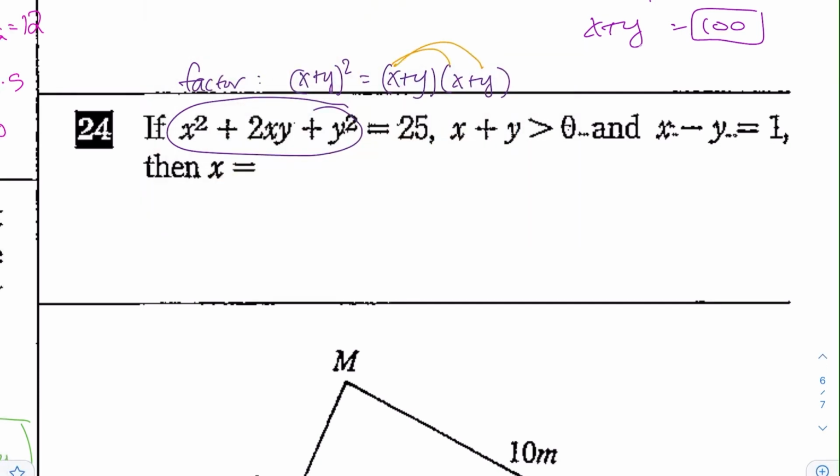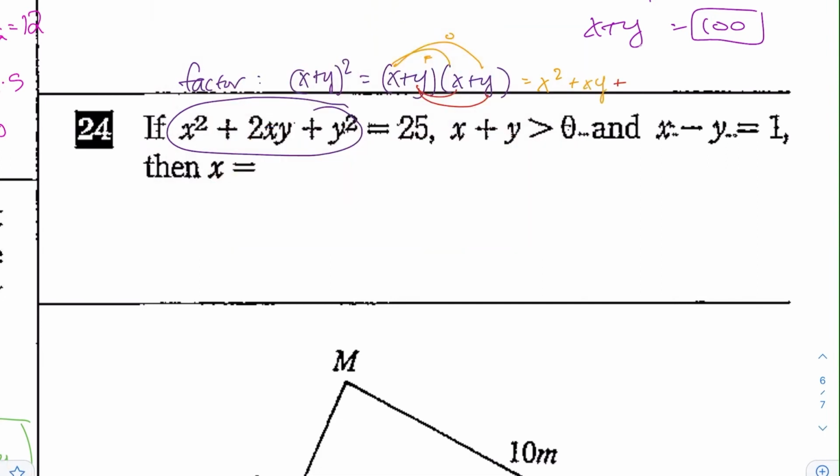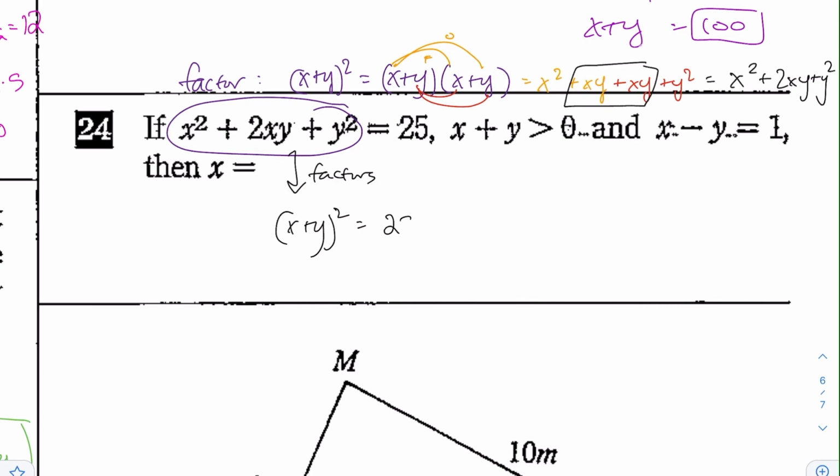This is x squared plus xy for the first and outer, and then the inner term and the last term is plus, let me fix that, it's x squared plus xy, and then the inner and the outer term is plus yx or xy, then plus y squared. And from here, these two are like terms, so this will be x squared plus 2xy plus y squared. So this just factors into x plus y in parentheses squared, that's equal to 25.